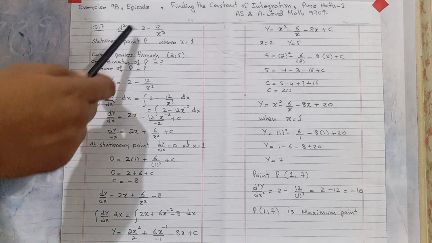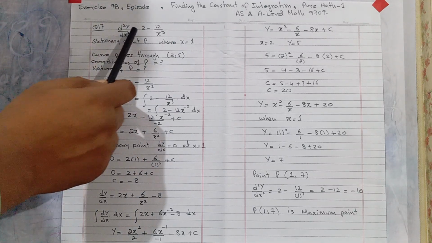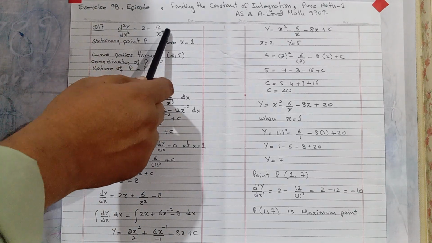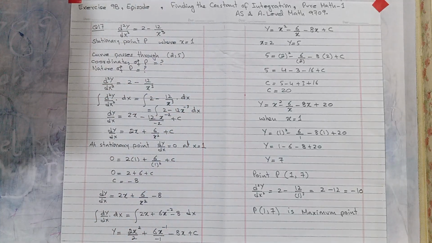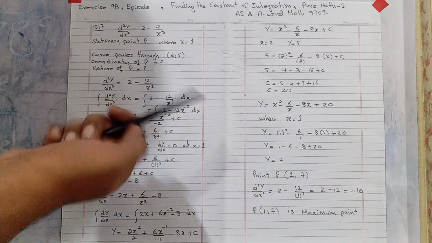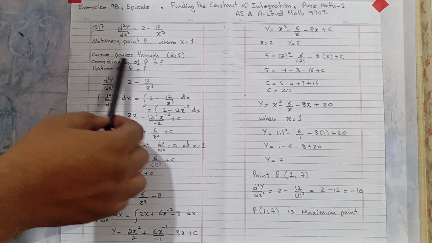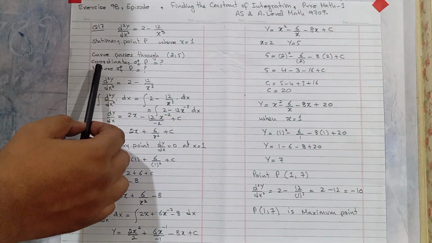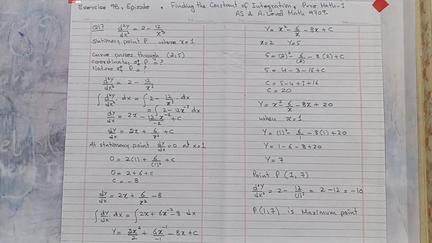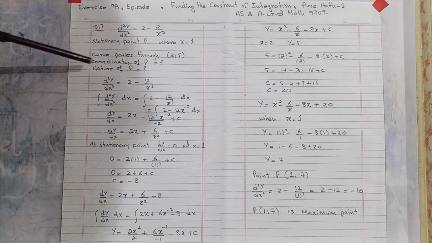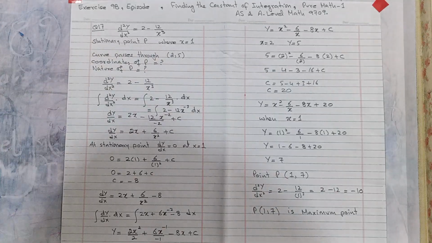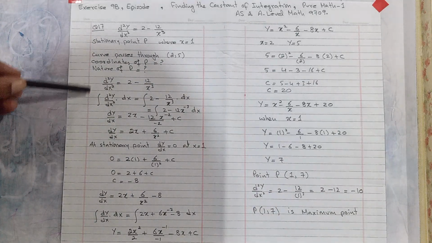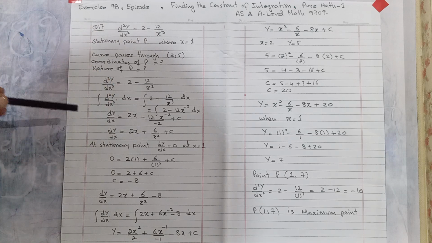So d square y by dx square is given to us as 2 minus 12 by x cube, a stationary point P where x is equal to 1. We know the value of x, okay? The curve passes through the point 2 comma 5, okay? Another point is given. Coordinates of P is the question. Nature of P is the question, okay? So because the double derivative is given to us, d square y by dx square equals 2 minus 12 by x cube, I will integrate both the sides.